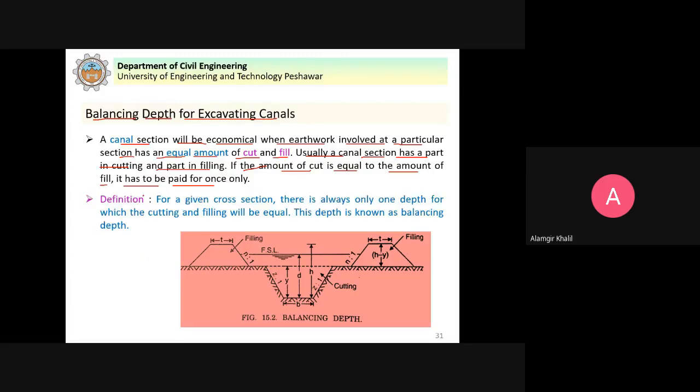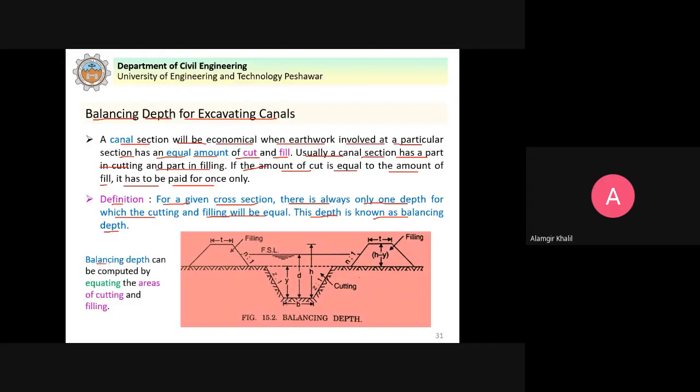Now, definition of balancing depth. For a given cross section, there is always only one depth for which the cutting and filling will be equal. There will be one depth for which the area of cut is equal to the area of fill. This depth is known as balancing depth because it balances the two areas, area of cut and area of fill.